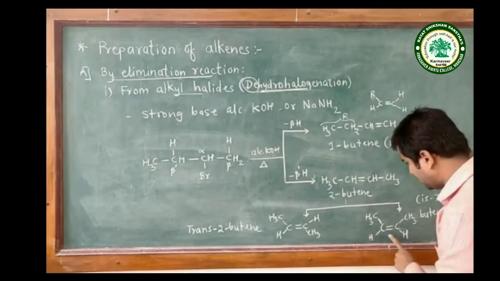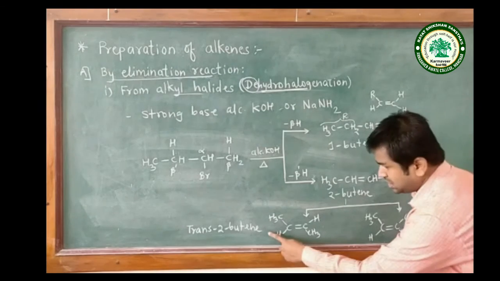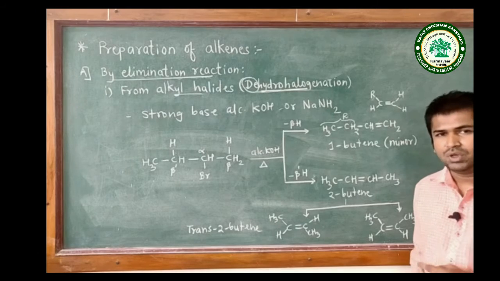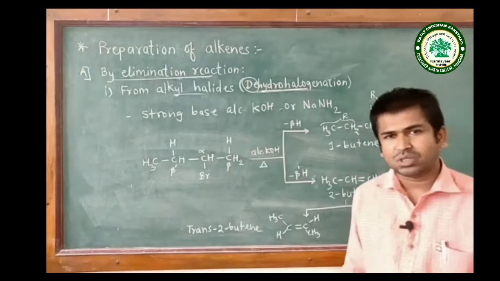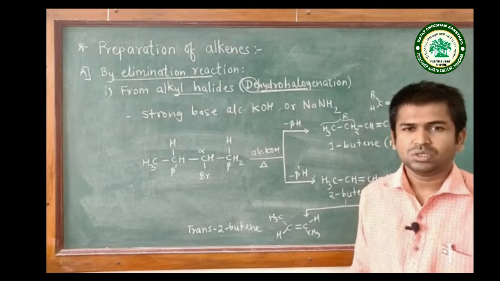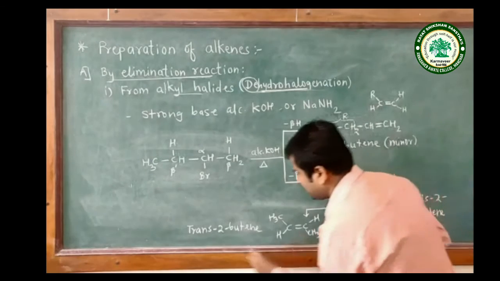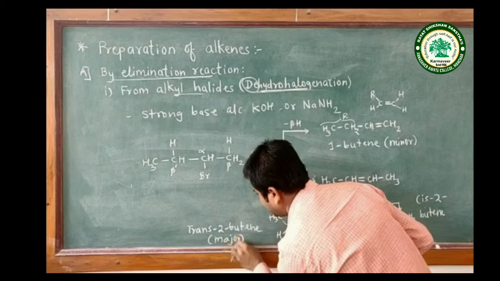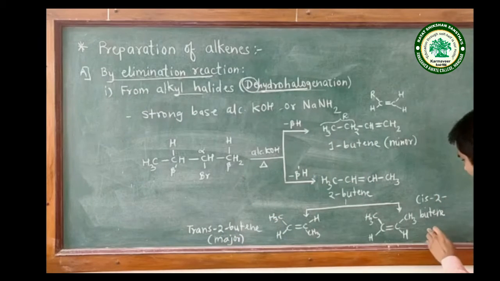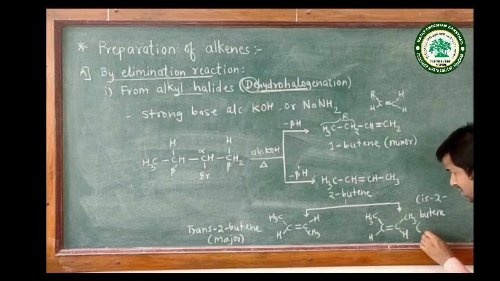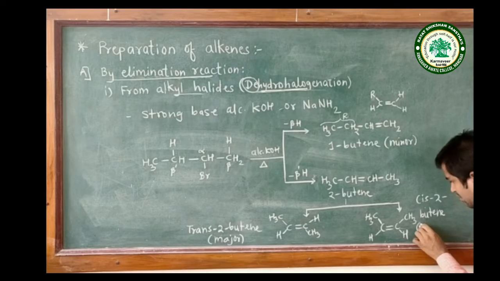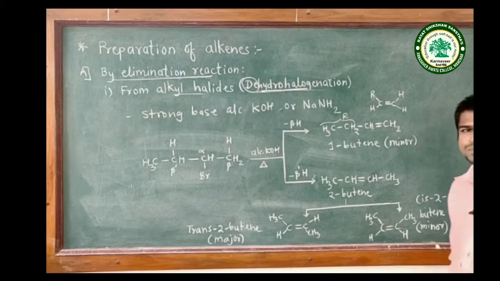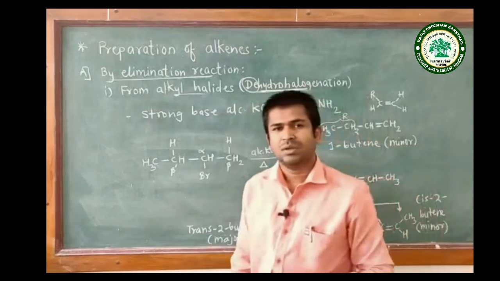But among these two alkenes, this is a trans alkene and this is a cis alkene, and we know that trans alkenes are more stable as compared to cis alkene. So this one is formed as a major product, while cis 2-butene forms as a minor product. Getting this?